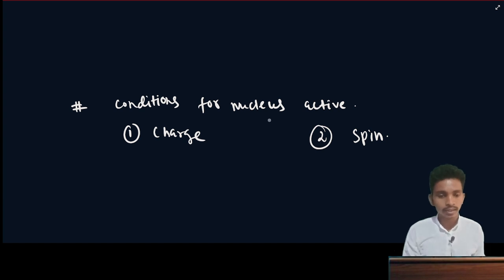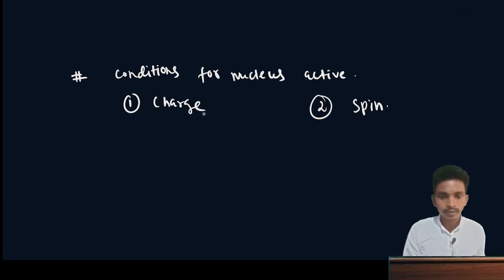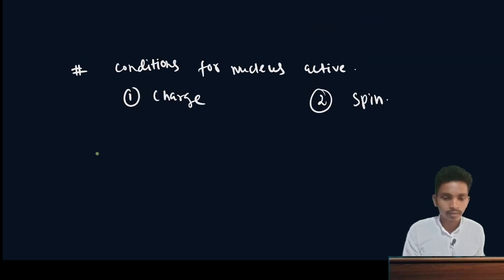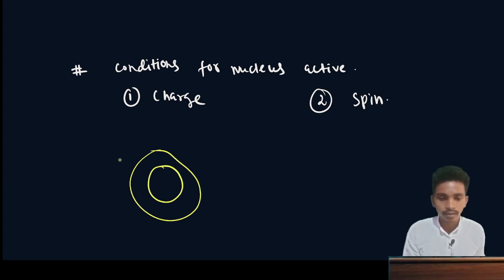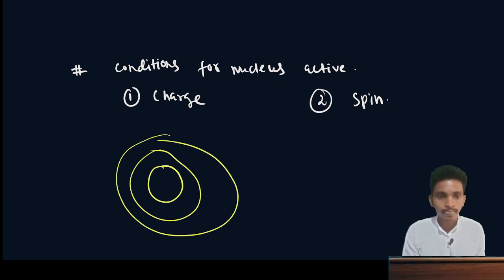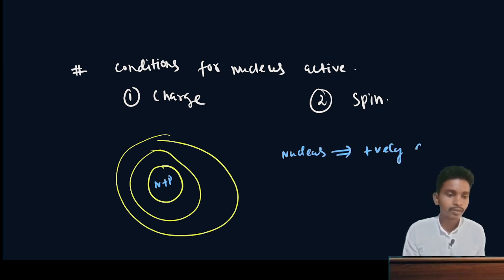One is charge, another is spin. Let's say, if you talk about charge, in any atom, let's say this is the nucleus, and electrons are revolving around the nucleus. The nucleus has neutrons plus protons, and it is positively charged, and the electrons revolving around the nucleus are negatively charged.